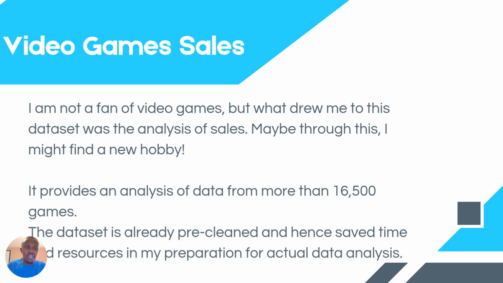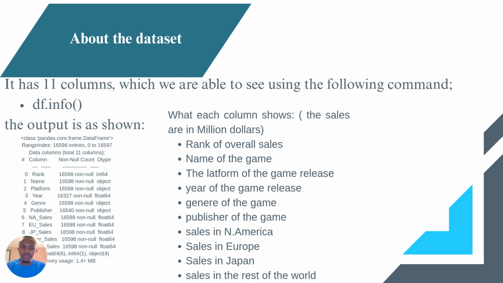The video game dataset has 16,500 rows that are presented in 11 columns. And this data is very important because it was easier to analyze. It is already pre-cleaned and it saved me time and resources in preparation for my actual analysis.